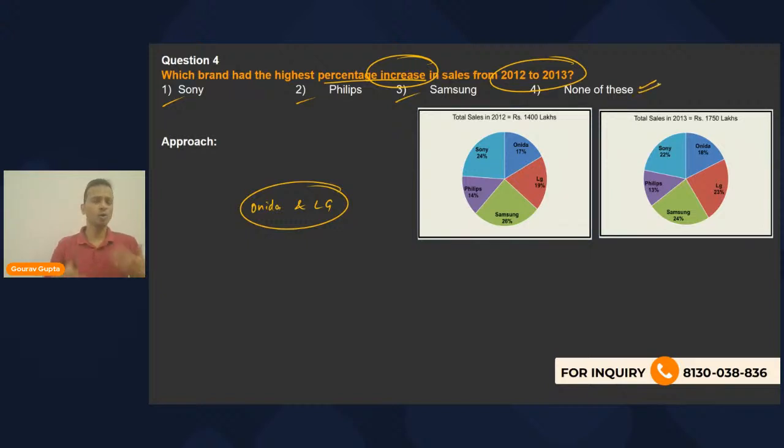So once again, no need to calculate if it is Onida or if it is LG, right? Without calculations, you can mark the answer. Though for LG, we have already calculated the net percentage change, right? In the previous case, 51 percentage. For Onida, it is less. So answer effectively should be LG just by observing the data. Okay? So answer should be LG, but we don't have any of options, so we'll definitely mark none of the above. Okay? So that was question number 4.